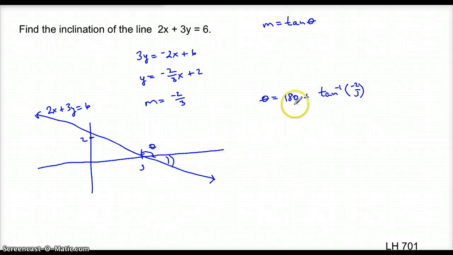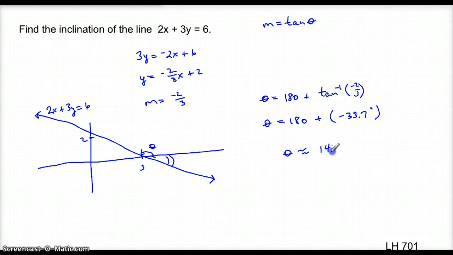So in order to make this come out smaller than 180, which it has to do, since the angle of inclination has to be between 0 and 180, we need to add the negative angle. So theta therefore equals 180 plus the arctan of negative 2/3, which is negative 33.7 degrees, or theta is approximately equal to 146.3 degrees. That would be our angle of inclination, another way of saying the slope.